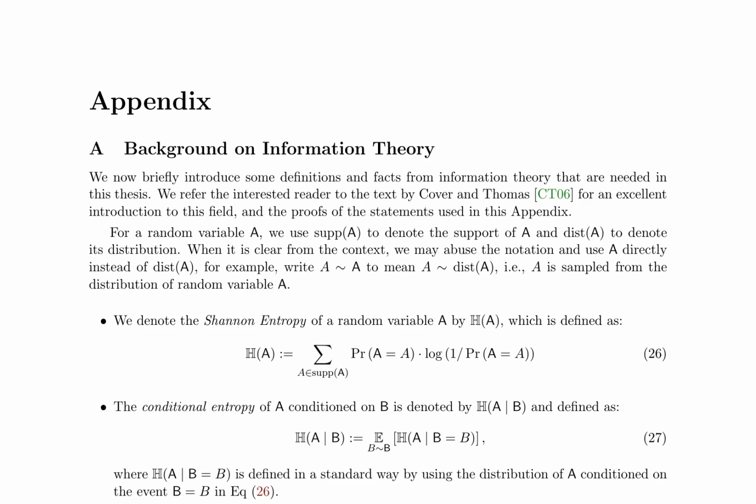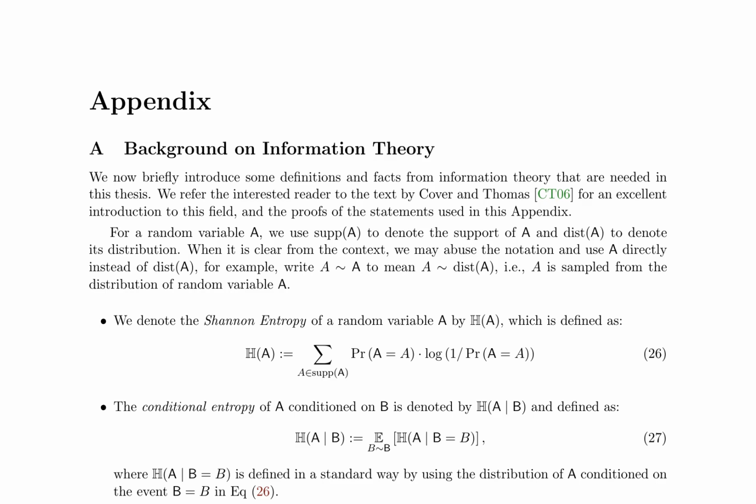This section provides a comprehensive background on information theory, introducing essential definitions and facts necessary for the thesis. The Shannon entropy of a random variable A is defined as H(A) equals the sum over a in the support of A of Pr[A = a] times log 1 over Pr[A = a], measuring the uncertainty or randomness of A. Conditional entropy and mutual information are also defined, with several useful properties presented, including non-negativity of entropy and the data processing inequality.